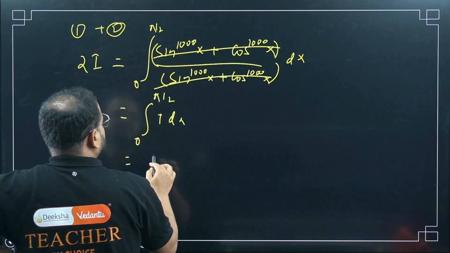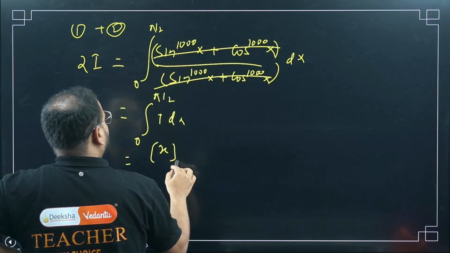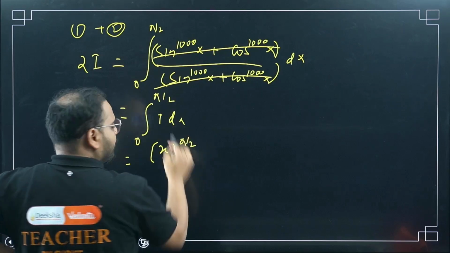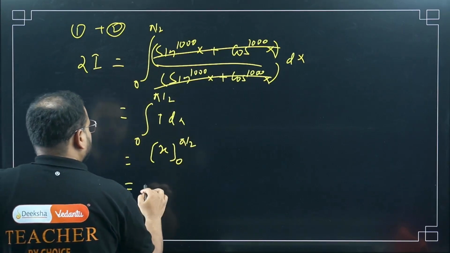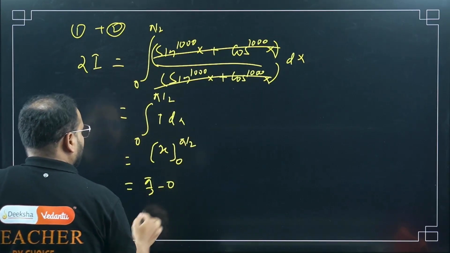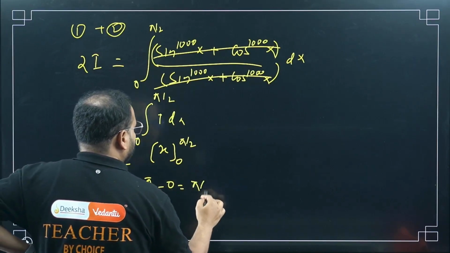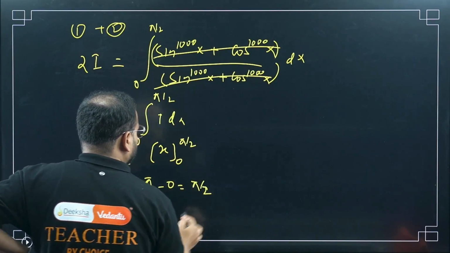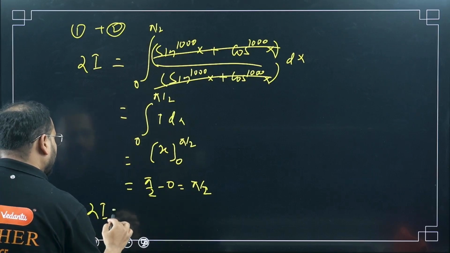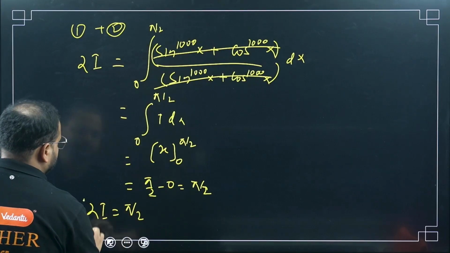How much is that? Simply, x from where to where? 0 to pi by 2. Integration of 1 is how much? X. So pi by 2 minus 0. How much is that? Simply pi by 2. What is this the value of? This is the value of 2I. 2I is pi by 2.